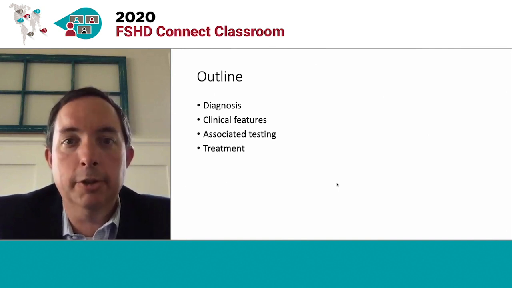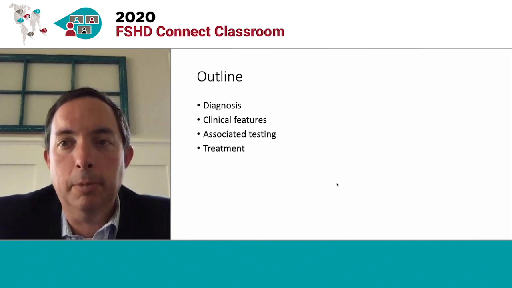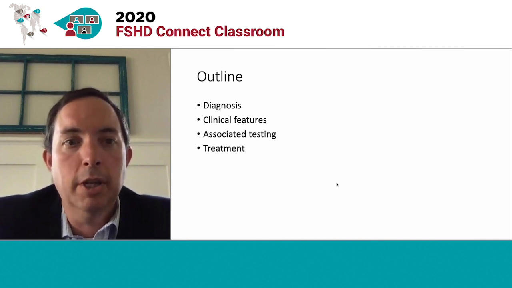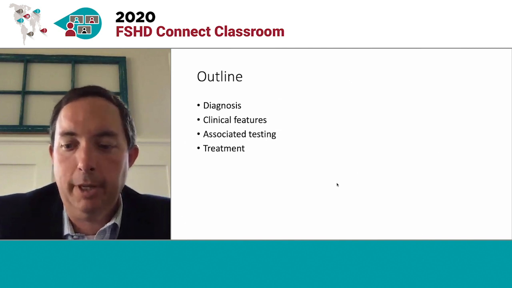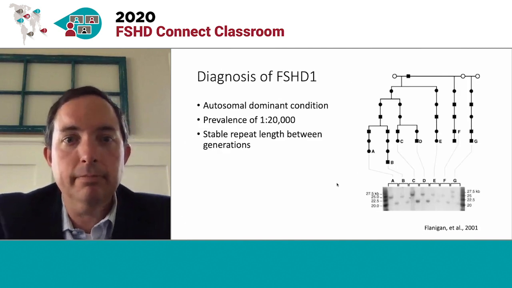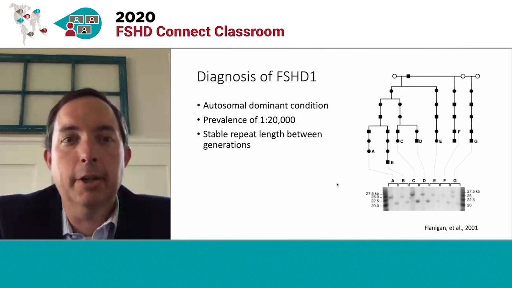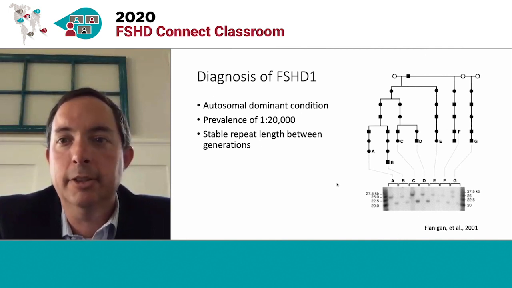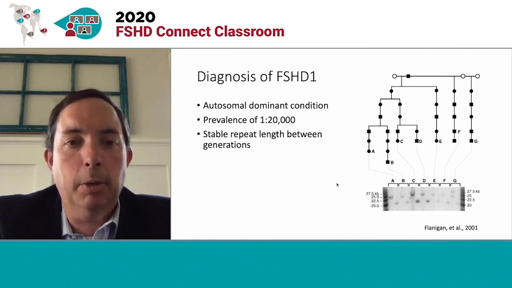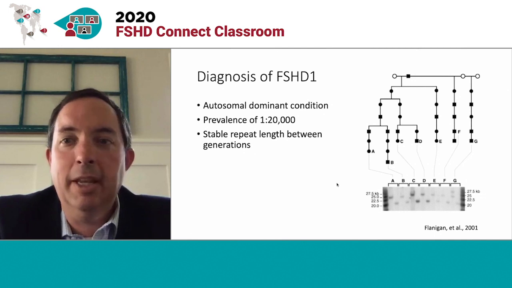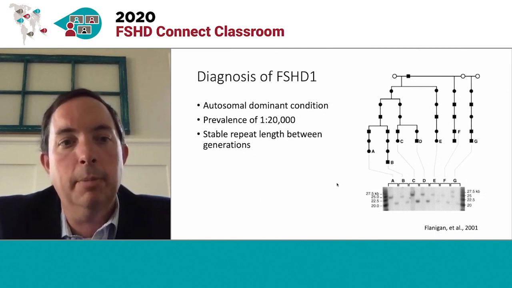In terms of the diagnosis, there was a bit of overlap from the last talk with Dr. Harms, but hopefully that redundancy is welcome because the genetics can be quite complicated. So let's talk about the diagnosis of FSHD1. It's an autosomal dominant condition, as Dr. Harms pointed out, and has a prevalence of about 1 in 20,000, making it about the third most common form of muscular dystrophy.